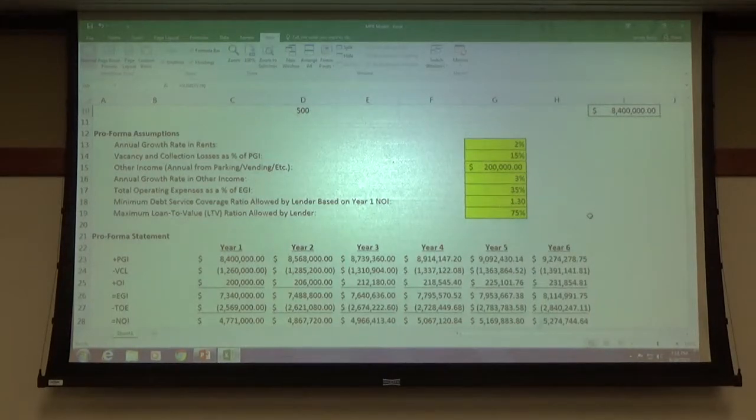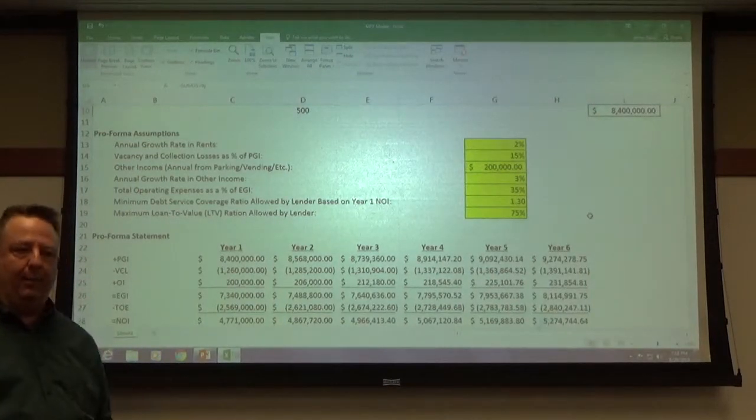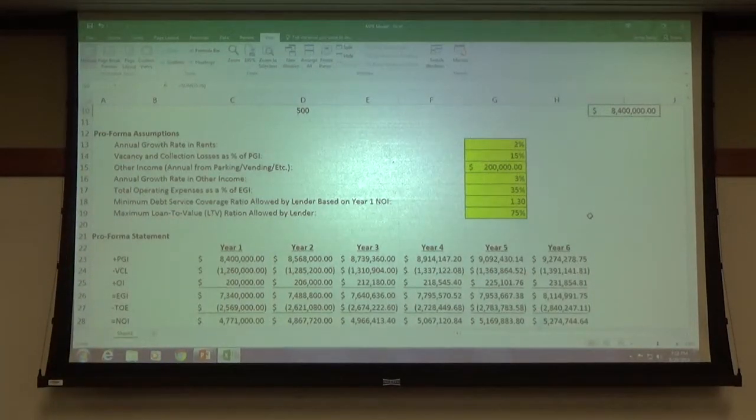Yes or no? So a simple test question might be, if your year 1 income is 8.4 million and you have a 2% growth rate, what would be the income in year 2? Does that make sense? Yeah, this is the answer. Yeah, that would be the answer.